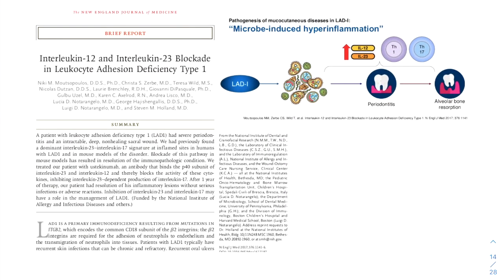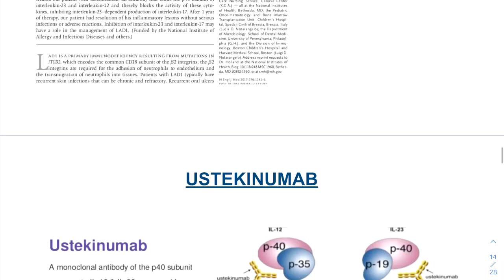Among other treatments, a case report published in the New England Journal of Medicine stated the presence of a dominant interleukin-23 and interleukin-12 signature at inflamed sites in humans with LAD-1. It was also present in mouse models of the same disorder. So, increase in interleukin-12 and interleukin-23 is present at the sites of inflammation, and blockage of this pathway in mouse models resulted in the resolution of the immunopathologic condition. So, inhibition of interleukin-23 and interleukin-12 may have a role in the management of LAD-1.